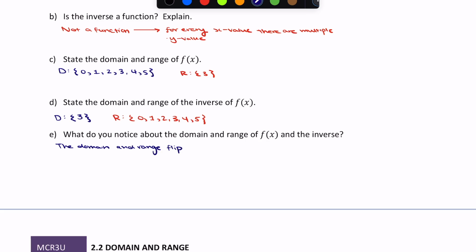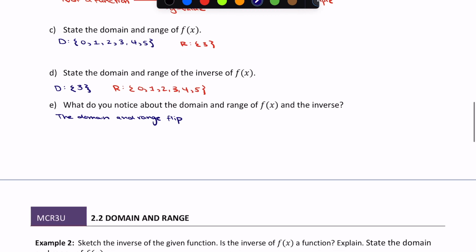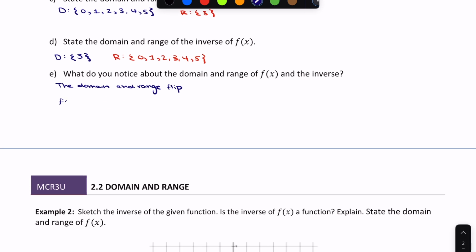So here the domain and range flip. So here we see that the domain of f of x is equal to the inverse's range and vice versa.